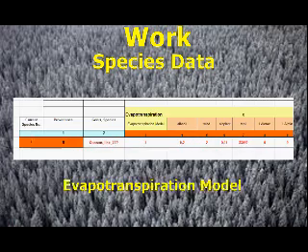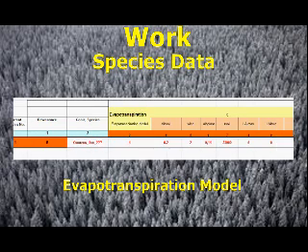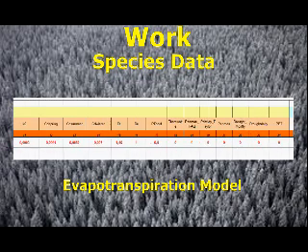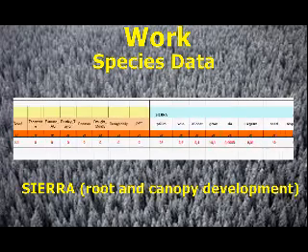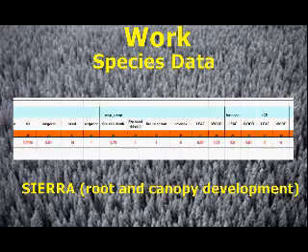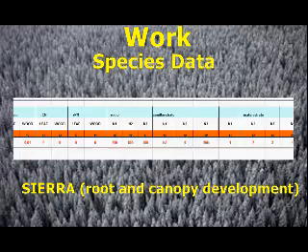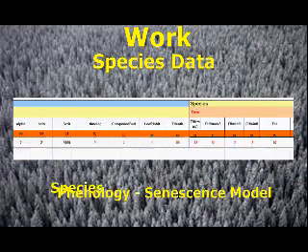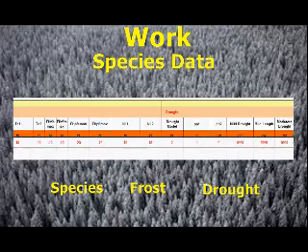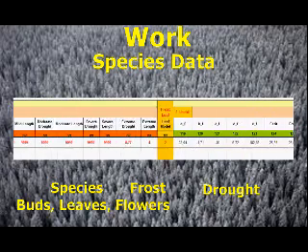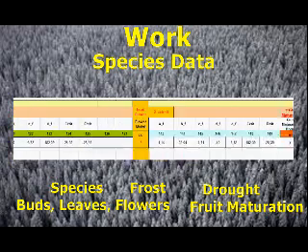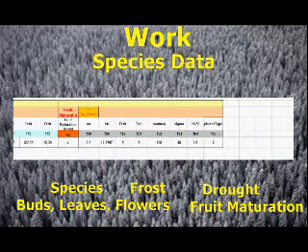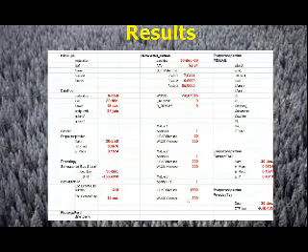Let's quickly scroll through the data concerning the plants. The data required for the evapotranspiration model, the data required to calculate the roots and canopy development, the data concerning the phenology of the plant, the data values concerning how the species will react to frost, to drought, concerning its buds, its leaves, flower, and fruit maturation. All the calculations from the models are stored into one sheet, the results sheet.